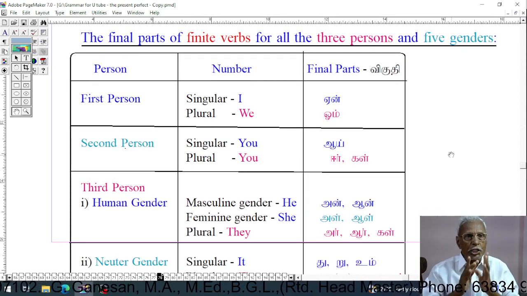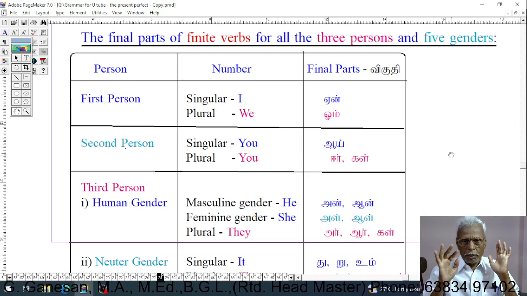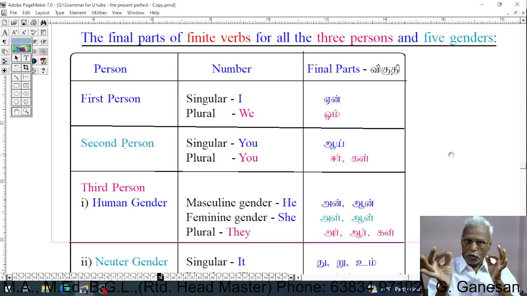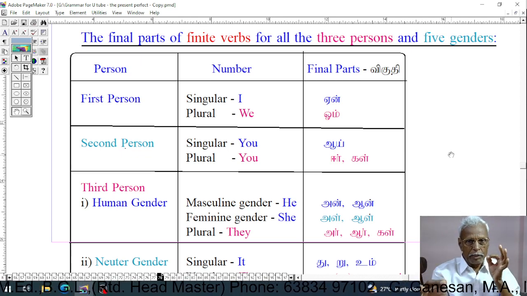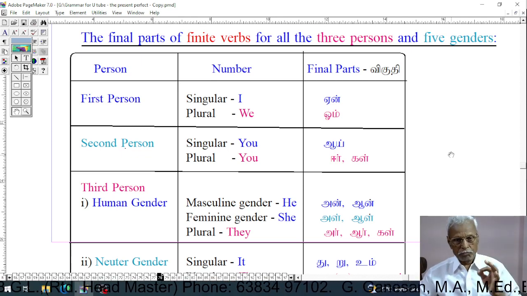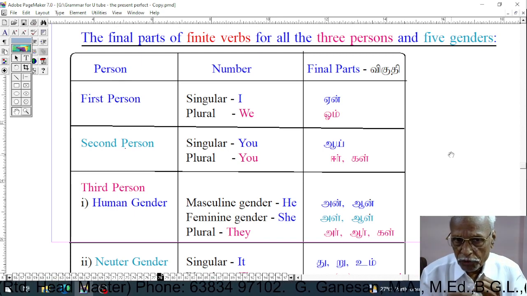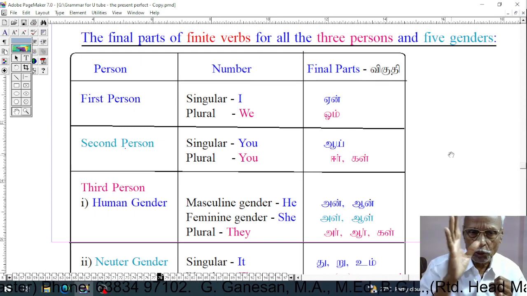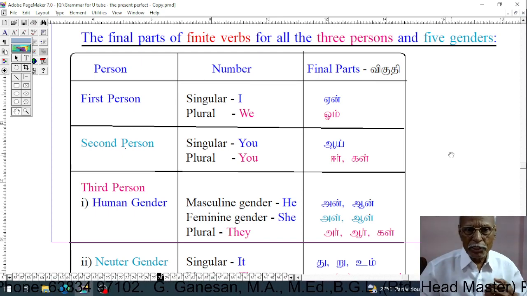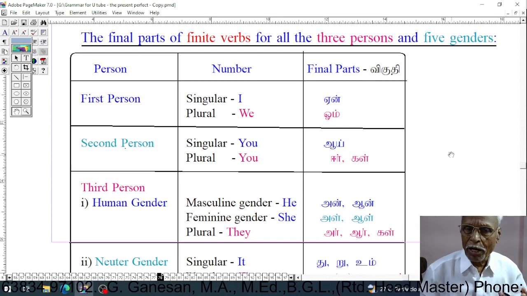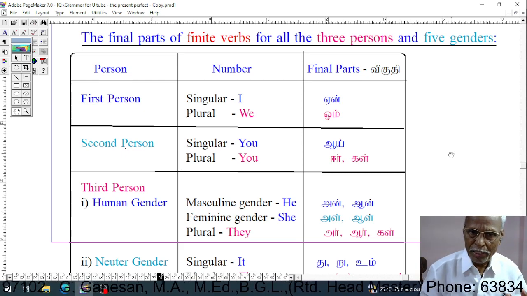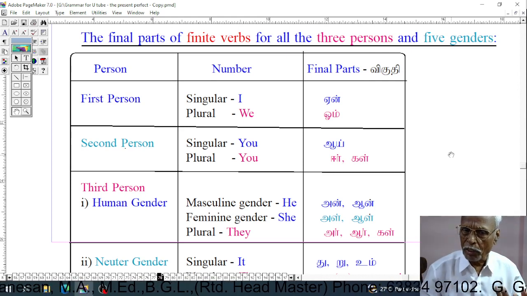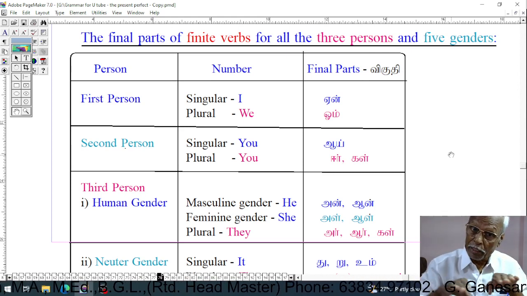First of all, first person singular I, plural we. The final part of the finite verb for first person singular should be en. Let us say, நான் வந்தேன், நான் வருகிறேன், நான் வருவேன். Likewise for the nine tenses we can. நான் வந்தேன், வருகிறேன், வருவேன், en.